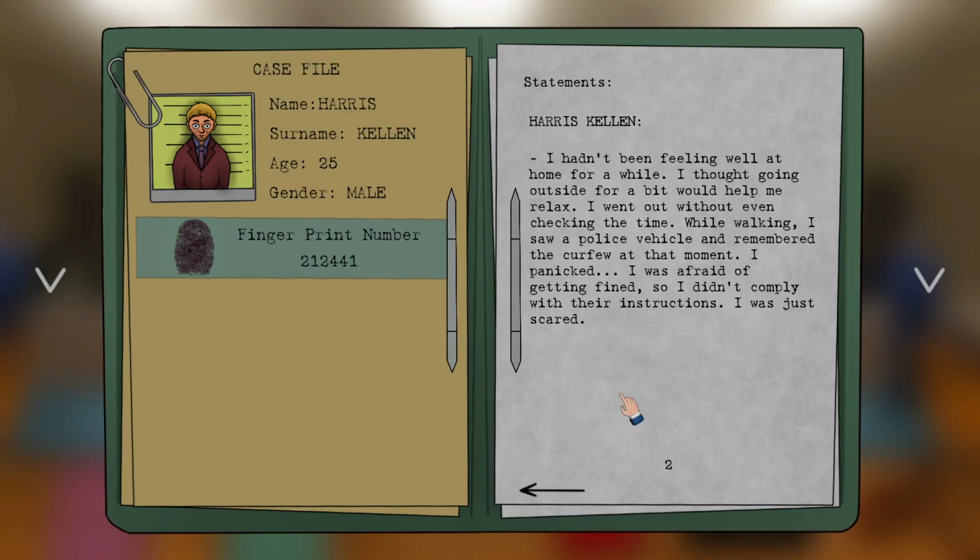Here's a statement. I haven't been feeling well at home for a while. I thought going outside for a bit would help me relax. I went out without even checking the time while walking. I saw a police vehicle. Remembered the curfew. At the moment, I panicked. I was afraid of getting fined, so I didn't completely comply with the instructions. I was just scared.